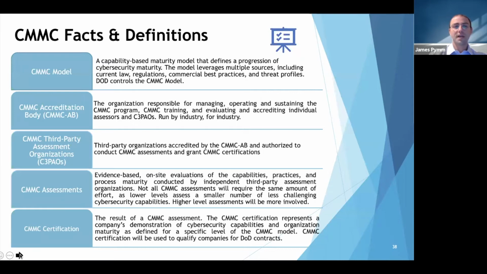So this is just a recap of some key facts and definitions. The CMMC model, that is the model that the DoD put out in terms of the different practices and processes that you need to have in place. The CMMC Accreditation Board, this is a key organization. This is an organization that is run by industry for industry. The board of directors consists of folks that work in the industry. And this organization is responsible for running the program, putting out training, and evaluating and accrediting individual assessors and C3PAOs.